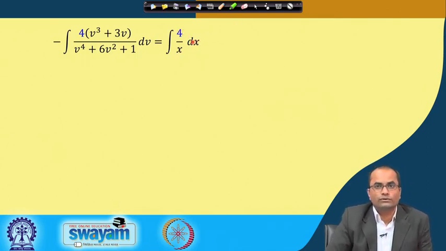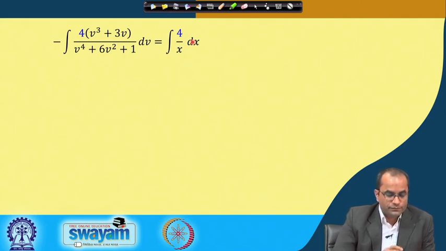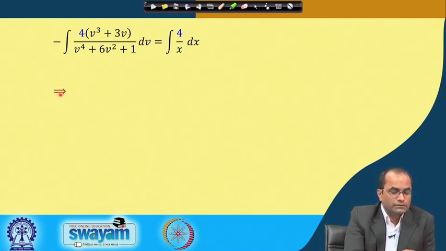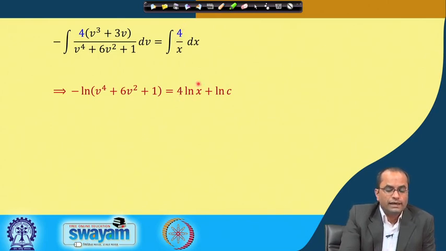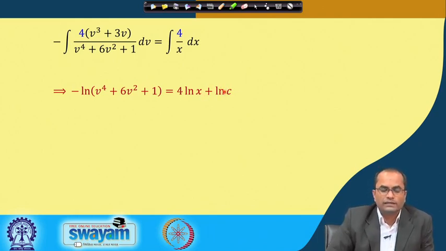The right hand side is also easy to integrate. So, now we can integrate, and this will imply minus. Again the logarithmic, because the derivative of this is exactly what is sitting in the numerator. So, we have the logarithm of v^4 plus 6v^2 plus 1 equal to 4 times, again the logarithm of x, and we have assumed x to be positive, plus this constant of integration which we have taken in the logarithmic form. So, any arbitrary constant here.